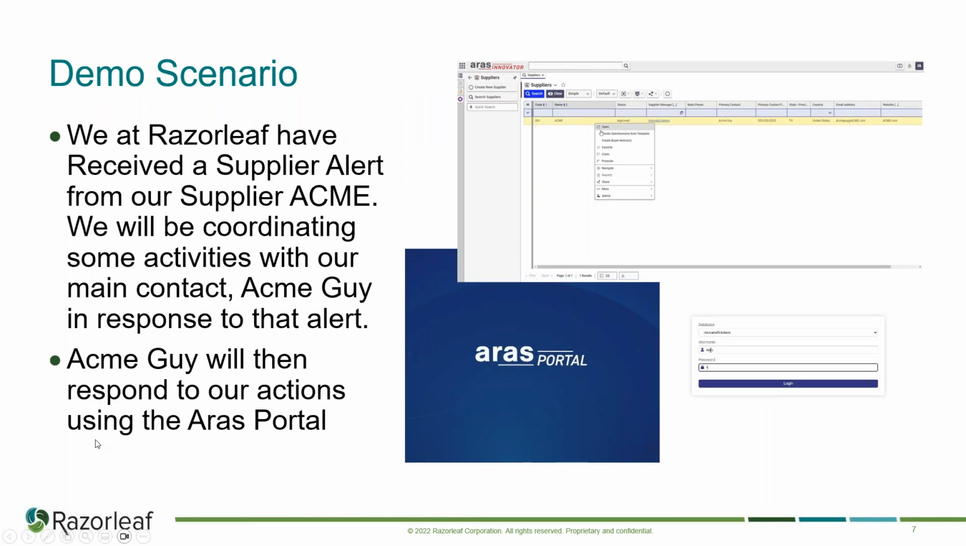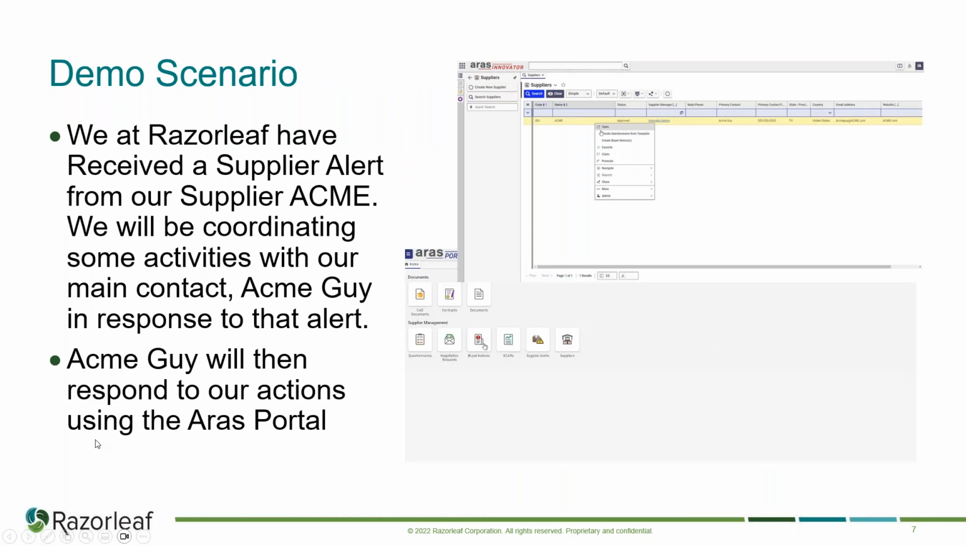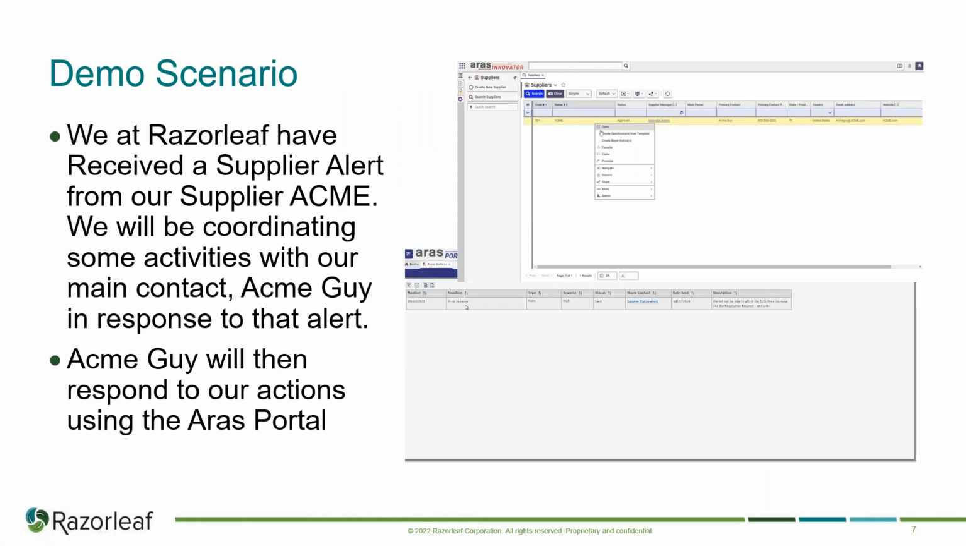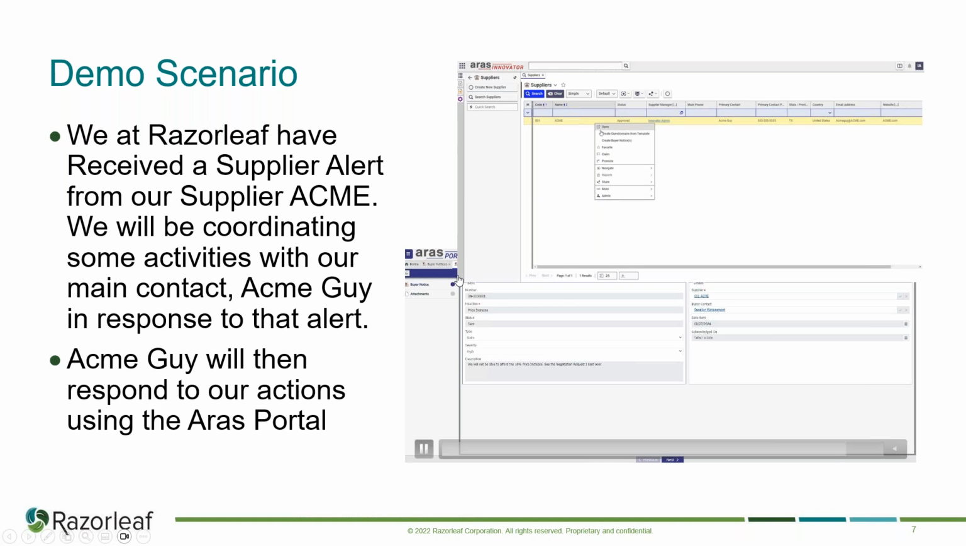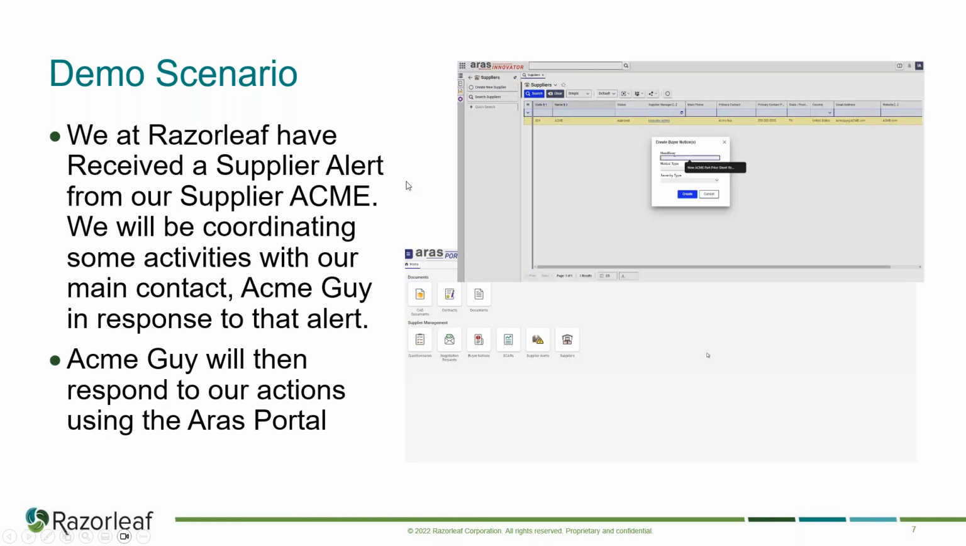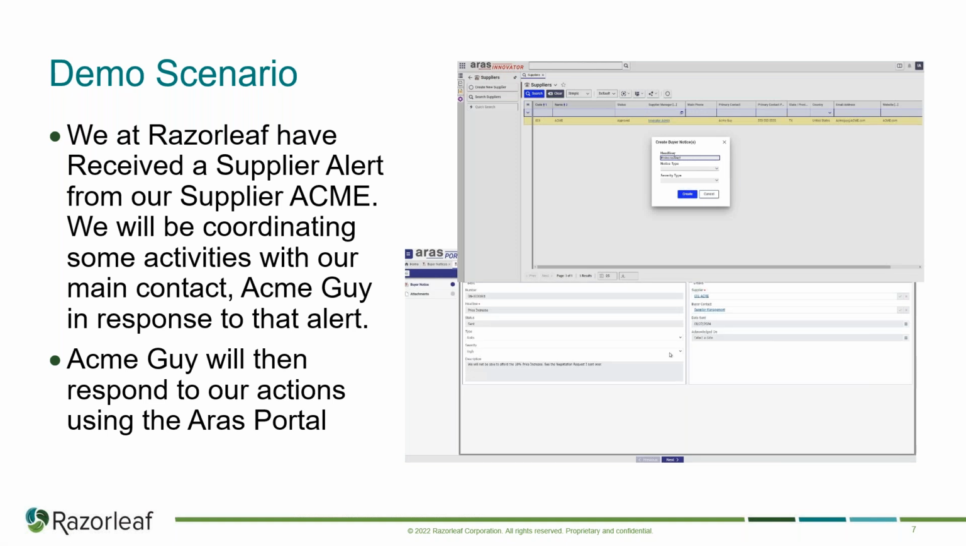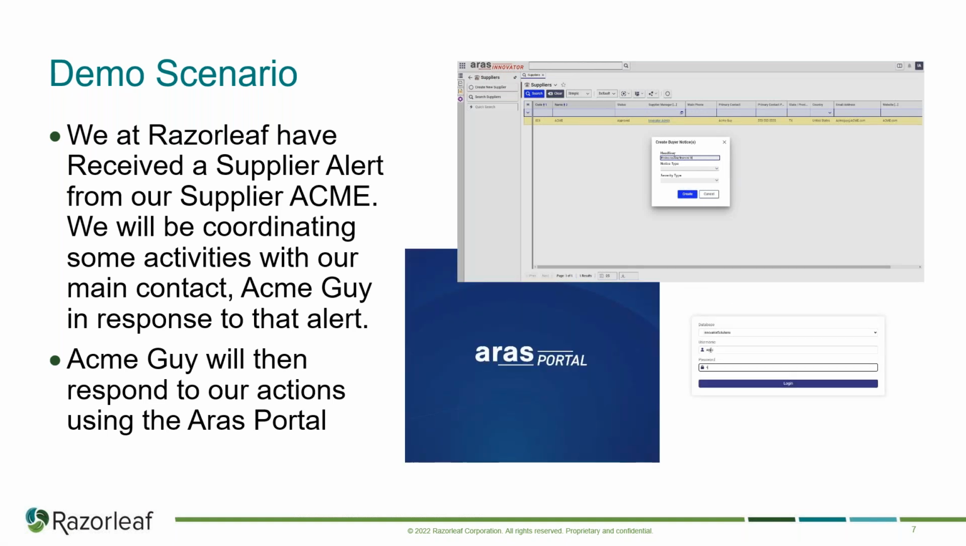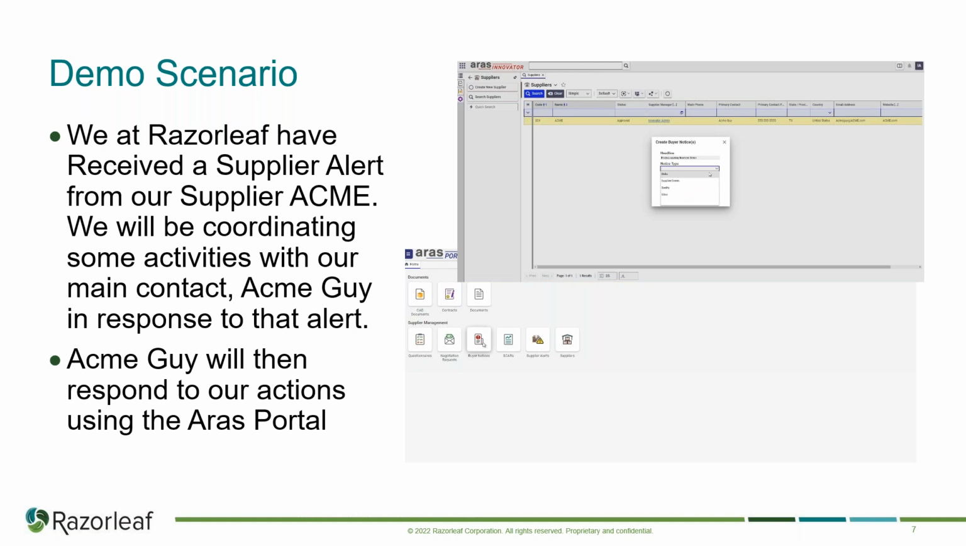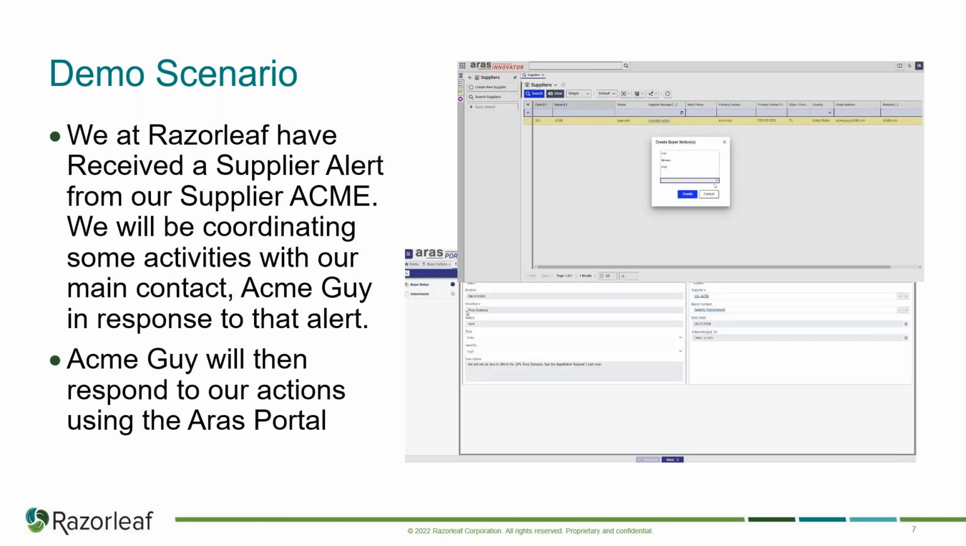So really quickly, I wanted to give a quick sneak peek preview of what demo we're going to look at. Looks like my video is not playing there either. So really, we at Razorleaf are going to be our own manufacturing firm instead of consulting today. We received a supplier alert from our supplier Acme, and we're going to be coordinating some activities with our main contact, Acme guy, in response to that alert.